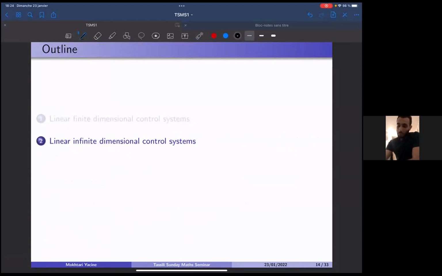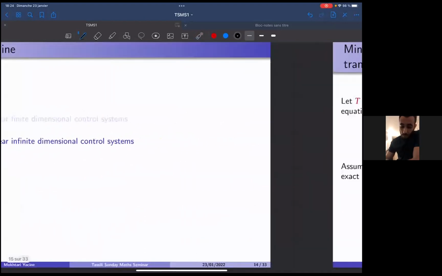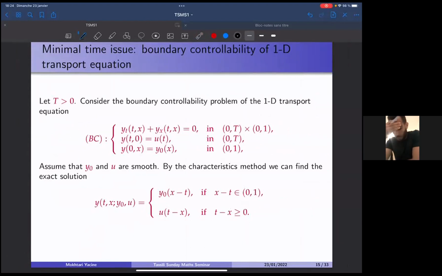Okay, now I will move to the most interesting case for us, which is the controllability of linear PDEs. To make the differences clearer, I will start with this toy example. Let T be the control time, and I will consider this boundary controllability problem for the 1D transport equation. This is the simplest PDE in the world: the derivative with respect to t plus the derivative with respect to x equals 0. I will exercise a control on the boundary at x equals 0, and this is the initial state.